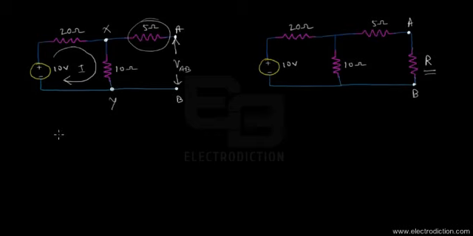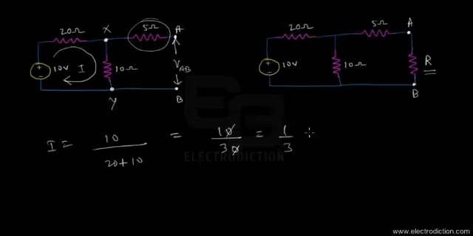So in order to do that, we'll just find the current I first. So here we go. I is equal to 10 volts divided by the sum of these two resistances. So that comes to 10 divided by 30. Let's just reduce it over here. That comes to 1/3 amps.